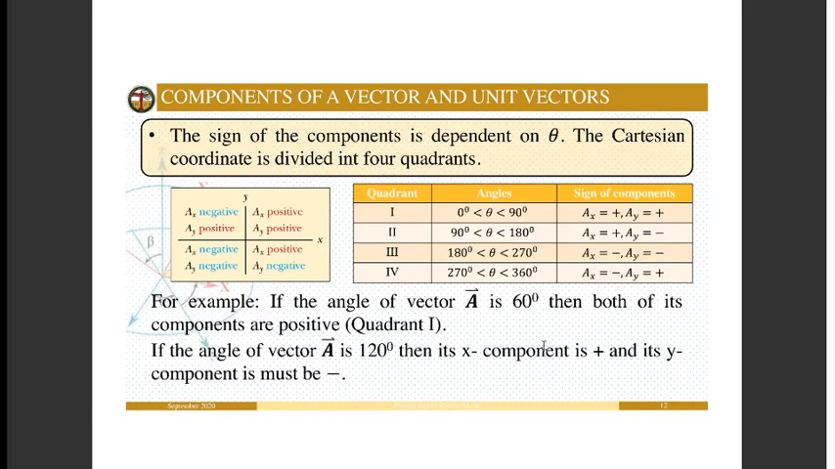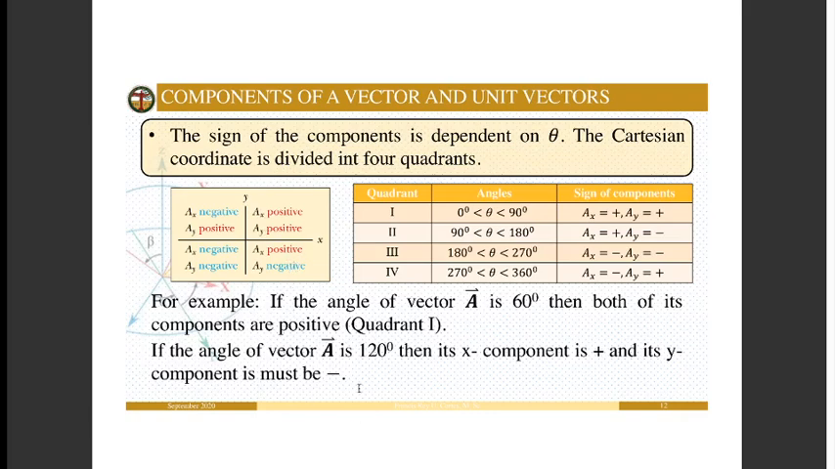So, sorry about that. Okay, so for example, if the angle of a vector A is 60 degrees, meaning this 60 degrees is actually the conventional, okay, then both of its components are positive because 60 degrees is between 0 and 90, then both x and y components are positive.